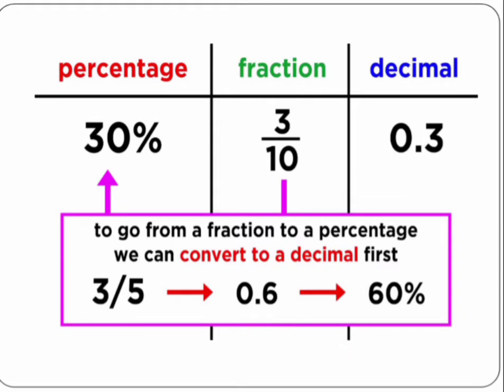Let us see one more example. 30%. When we convert 30% into the fractional form, it will become 3/10. And when we convert it into the decimal form, it will become 0.3. And if I take the fraction 3 by 5, when we convert it into the decimal form, it will become 0.6. And when we convert it into the percentage form, it will become 60%.